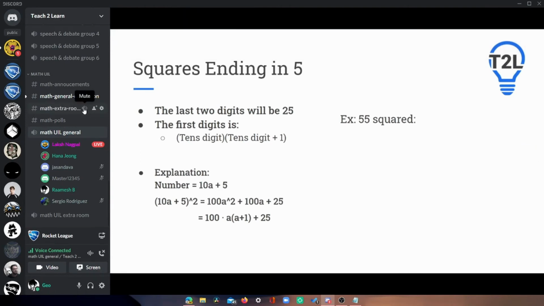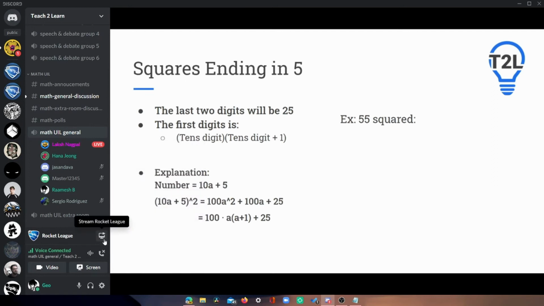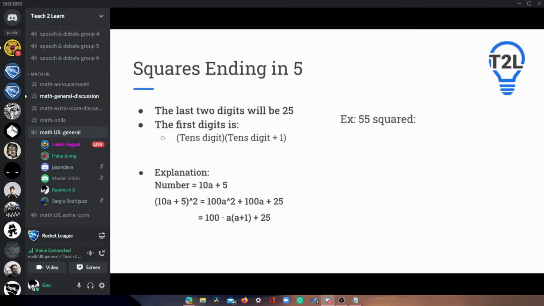Okay, so if you're squaring a number ending in 5, the last two digits will be easy because they'll be 25. But for the first digits, you have to multiply the tens digit by the tens digit plus 1. So if you're looking at 55 squared, the last digits will be 25. So that part's easy. But the first digits will be the tens digit, which is 5, and then the tens digit plus 1, which is 6. So 5 times 6 is 30, and then you just smush them together to get 3025.